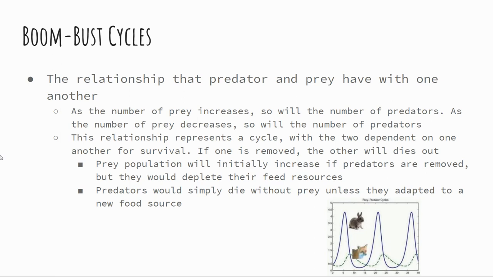So there's a relationship between the two. More food available, more predators can be produced and sustained. Less food, predators will die off. That's, long story short, what a boom-bust cycle is.